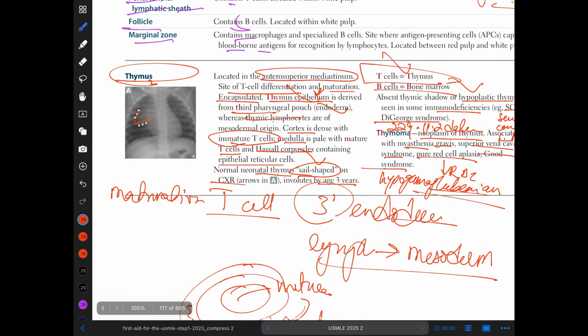This is all about the thymus, and the main fact is that the thymus epithelium is derived from endoderm, and the lymphocytes are going to derive from mesoderm.